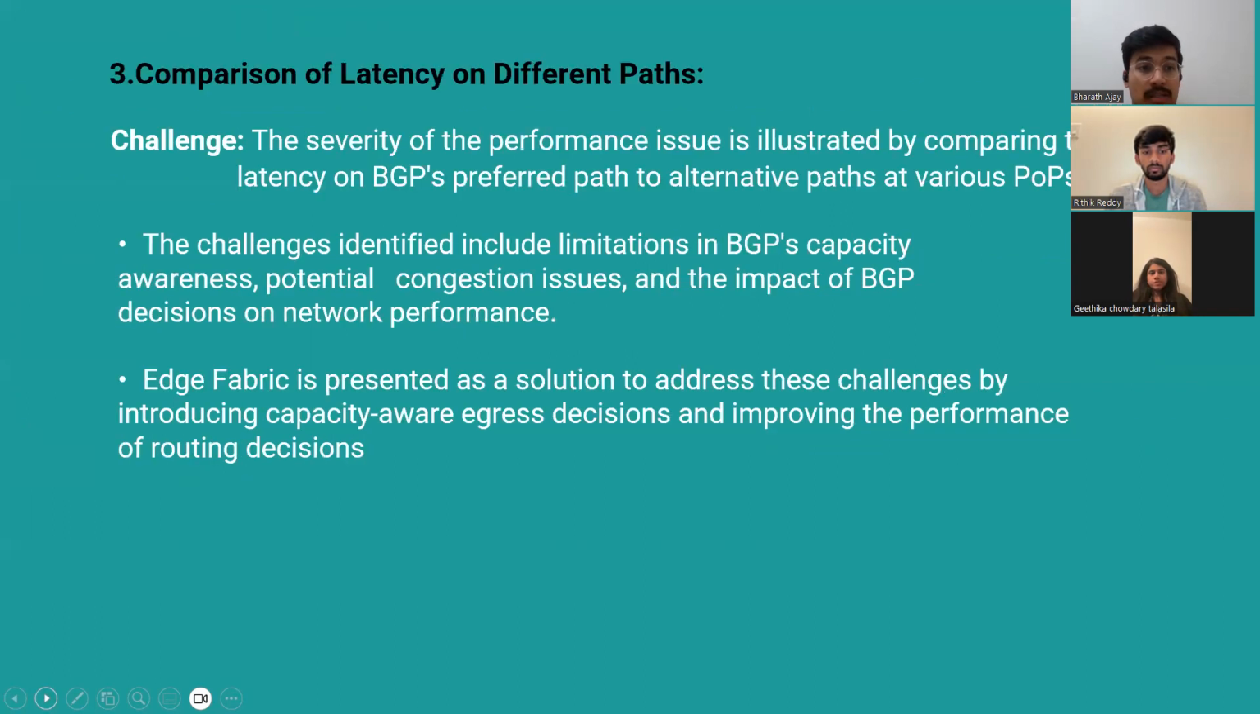Going to the third challenge, the comparison of latency on different paths. Here, the severity of performance issues is illustrated by comparing the latencies of Border Gateway Protocol. The challenges include limitations, Border Gateway Protocol capacity awareness, and potential congestion issues that impact Border Gateway Protocol decisions on network performance. The solution was Edge Fabric, presented to address these challenges by introducing capacity-aware egress decisions and improving the performance of routing decisions. The next slide will be continued by Geetika.